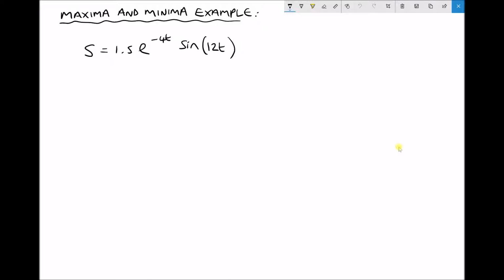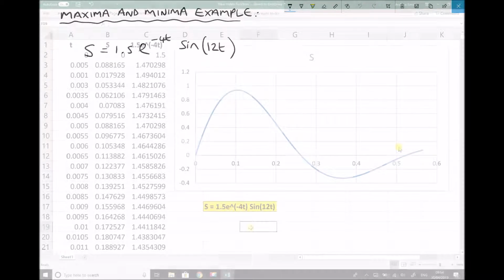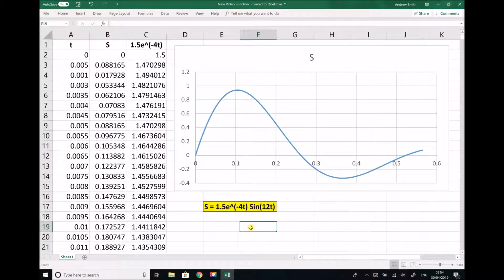Now in this particular example, it's first of all useful to take a look at the function on a graph, just to give us an idea of exactly what it is that we're trying to determine. So displayed on the screen here, we have the function s equals 1.5 e to the power of minus 4t sine 12t. So it's exactly the same function as we had previously on the screen.